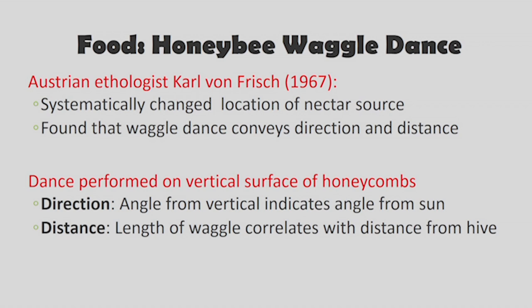So, if the honeybee is dancing and she moves straight up, then the direction of the nectar is straight up, or any angle to the vertical axis in relation to the straight up will give you the direction of where this particular nectar source is.